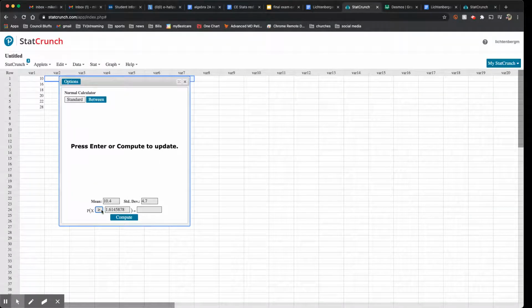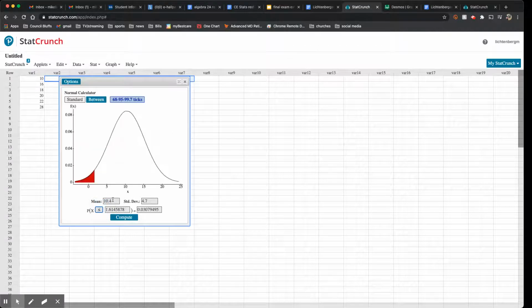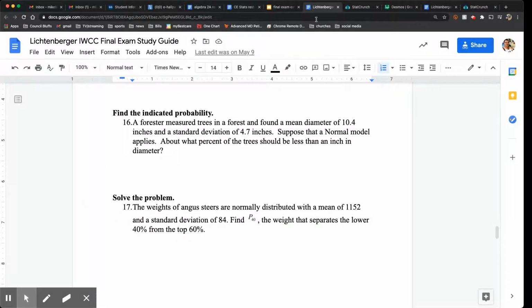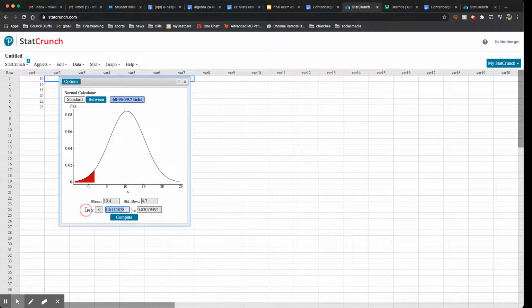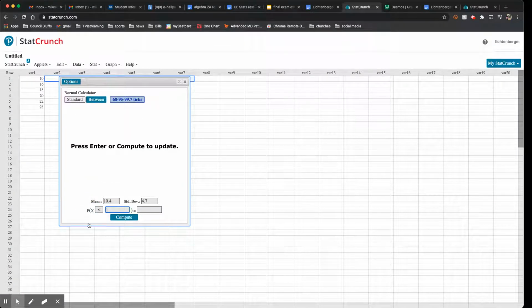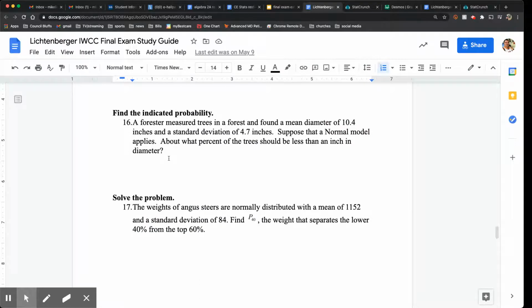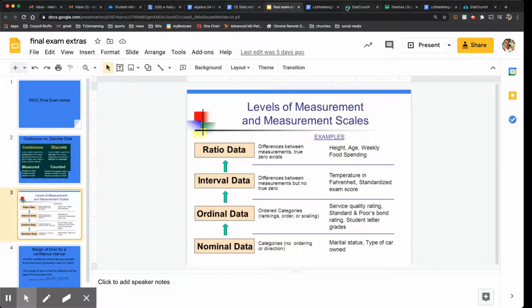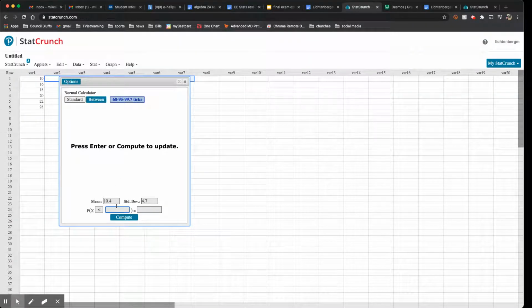So that implies that this has to be less than 1 inch. So the question is, is the 1 going to go here or is it going to go here? The key is in the question, it says what percent. In other words, it's asking us to find the probability. So that 1 is actually going to go here. We're asking for the probability that it's less than 1, the percent that is less than 1.